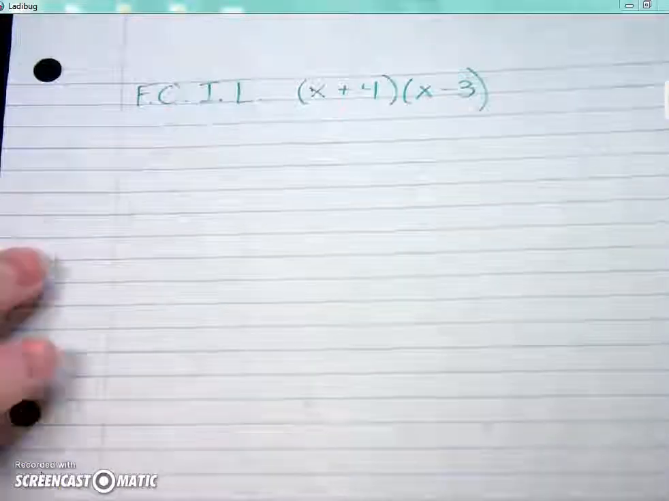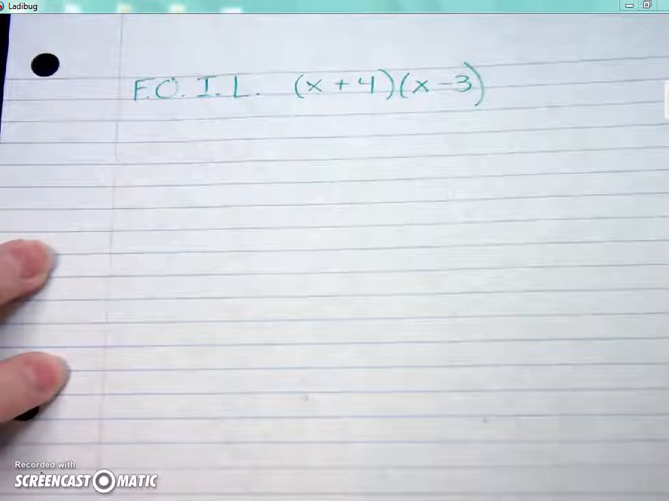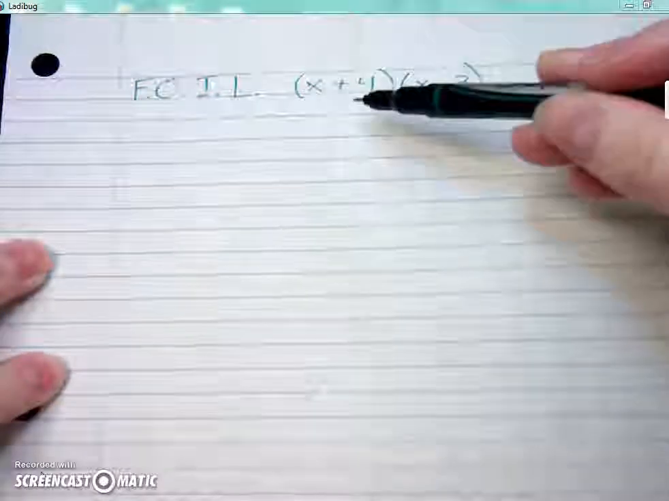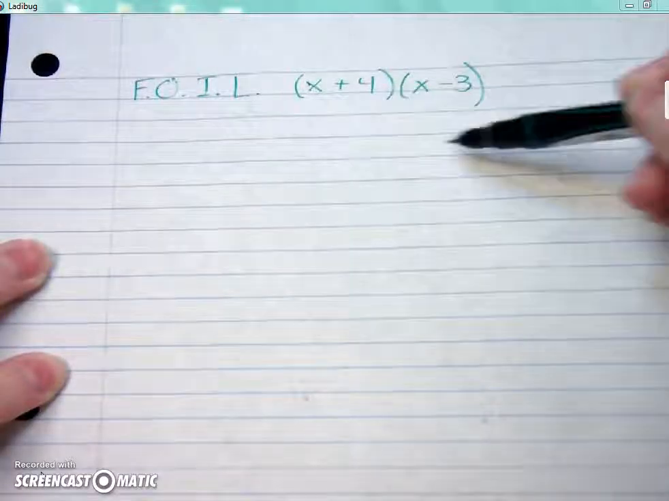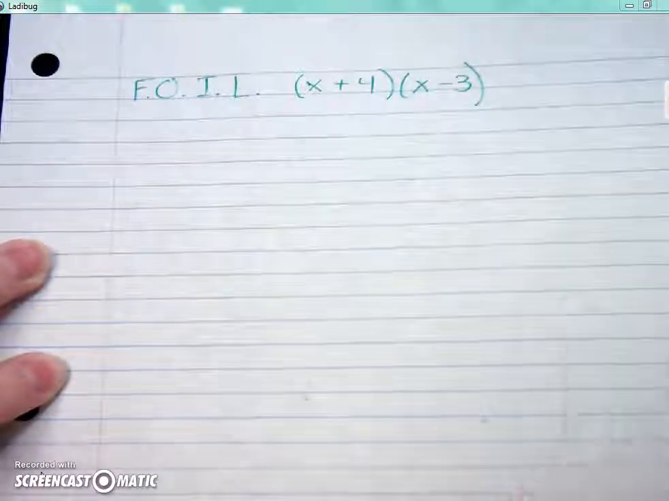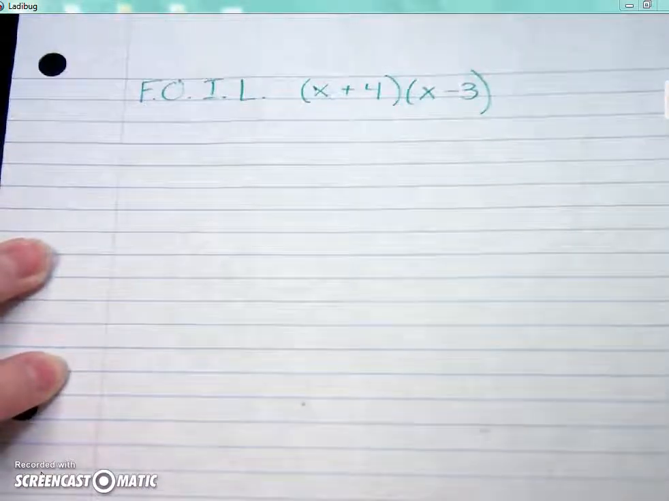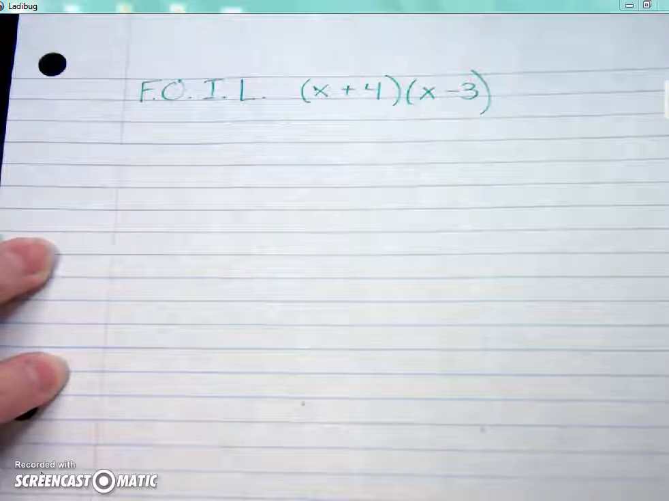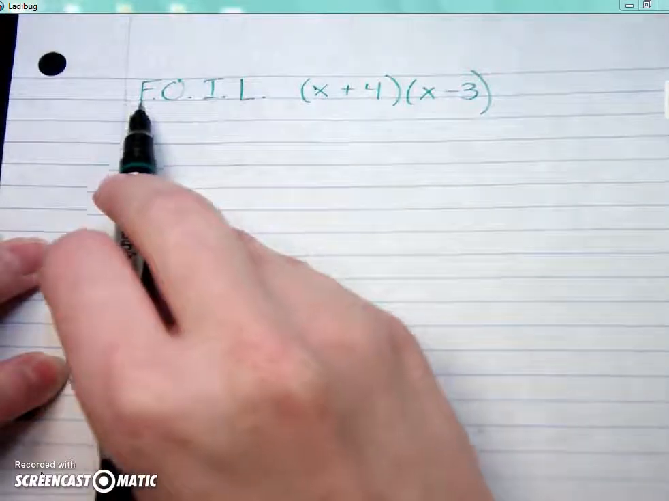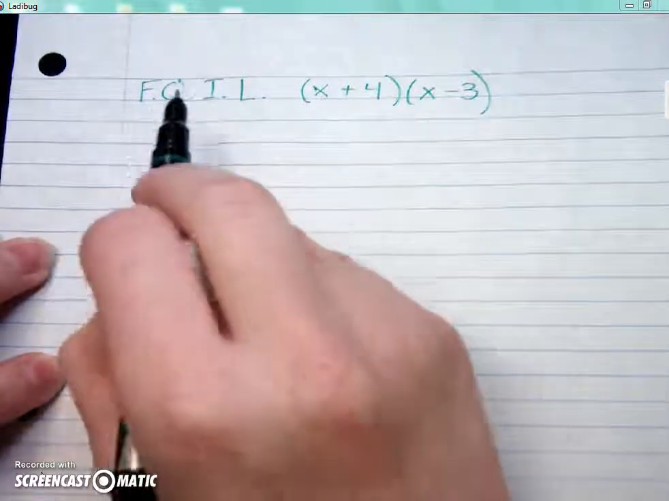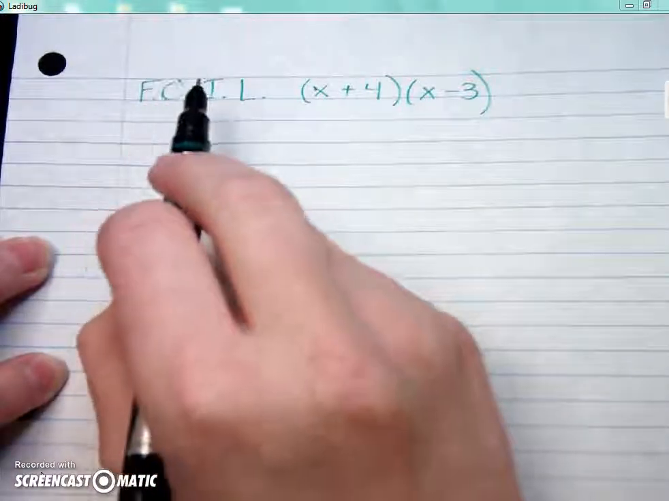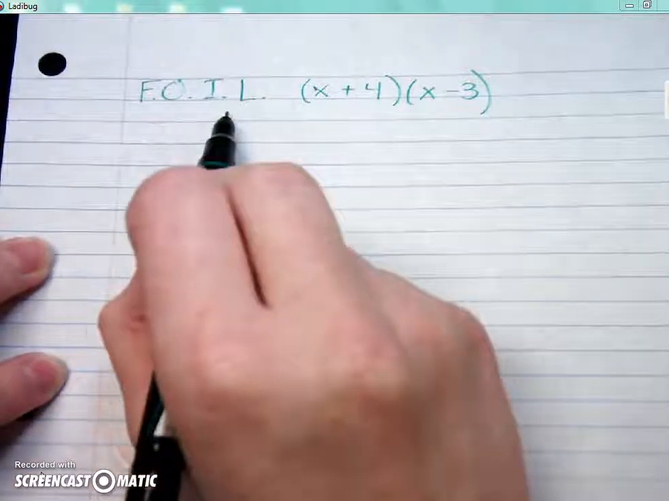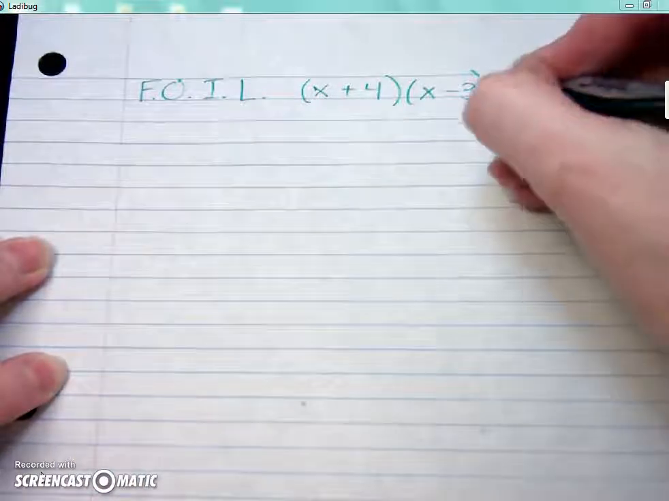Hello, we're going to first review how to expand when we're multiplying two binomials. And the quickest way to do this is to use the FOIL method. The FOIL method just stands for multiply the first numbers, multiply the outer numbers, multiply the inner numbers, and multiply the last numbers. So that's what we're going to do here.